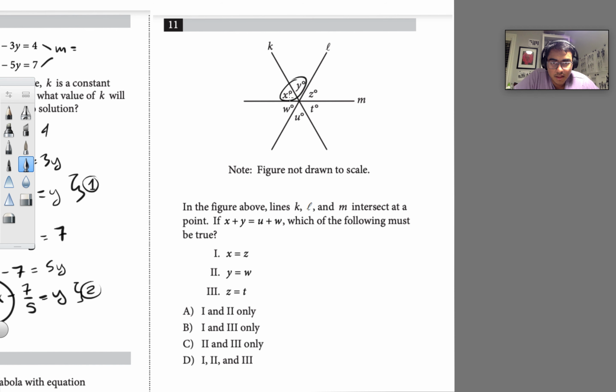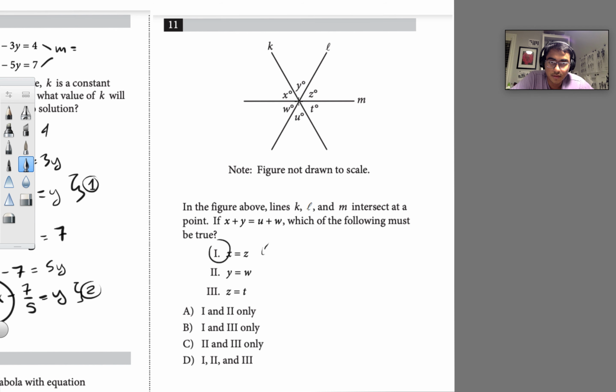Okay, so we know x plus y and w and u are the same. What we can conclude from that is that x and w are the same, y and u are the same, and that z is equal to t. Because if x plus y is equal to w plus u, that means x plus y plus z is equal to w plus u plus t. So we know these are the same, these are the same, and these are the same. So is x equal to z? Yes, that's true.